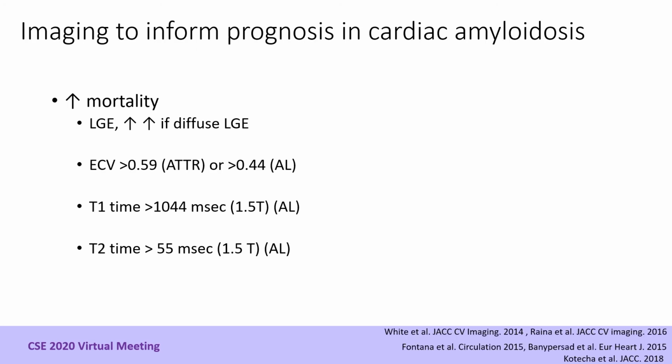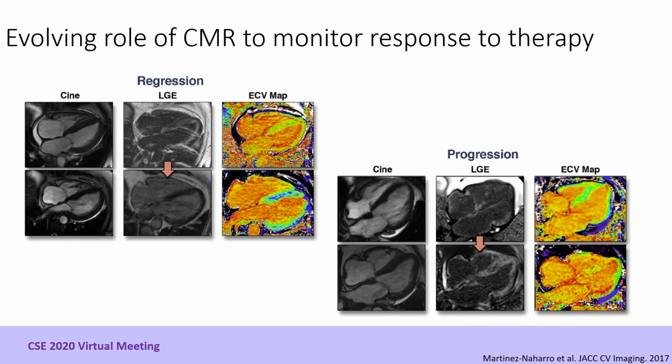MRI parameters can be used to inform prognosis in cardiac amyloidosis, with many parameters being associated with increased mortality, including LGE, particularly if it's diffuse, and significantly abnormal ECV, T1 and T2 times. There is an evolving role of cardiac MRI, particularly with ECV, to monitor response to therapy, which may become more important as more disease-modifying medications are used in patients with cardiac amyloid.